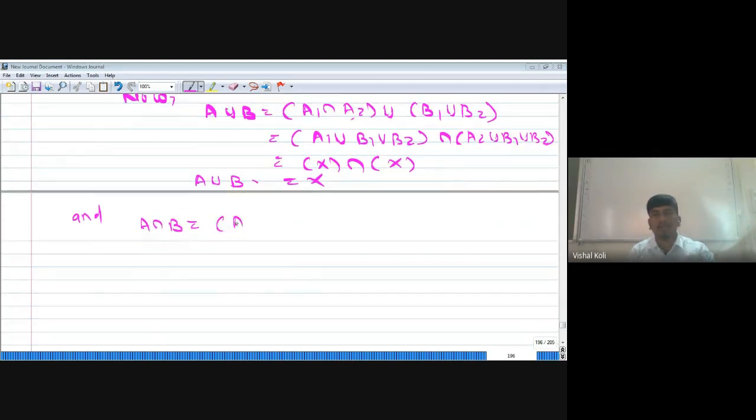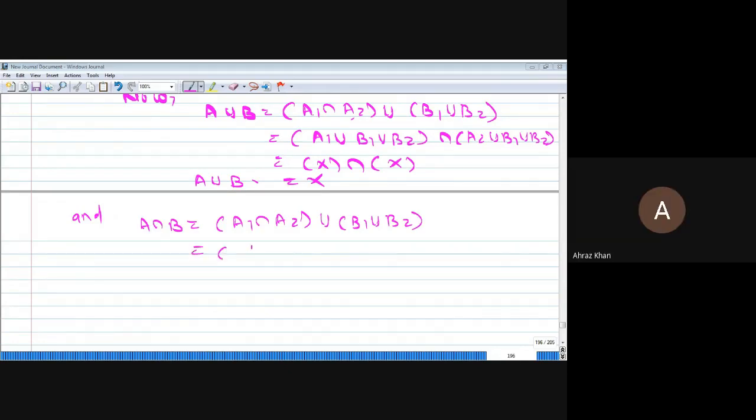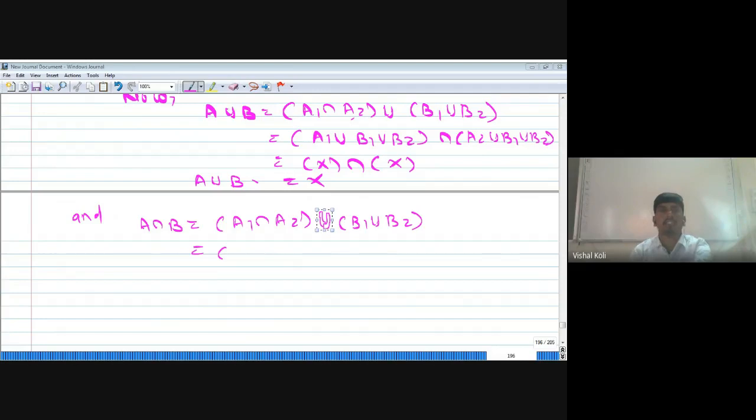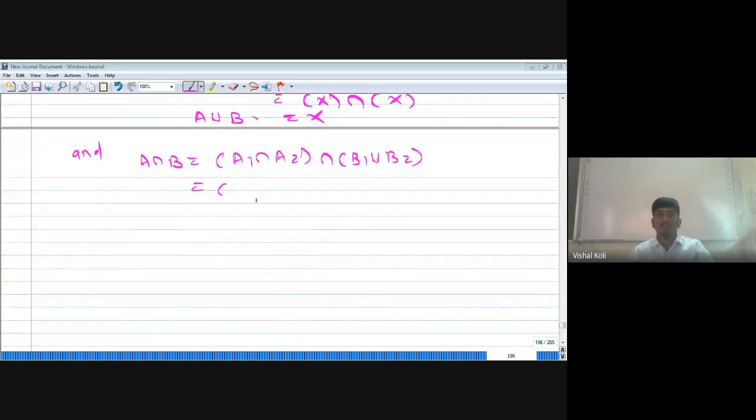A1 intersection A2 intersection B1 union B2. Okay, therefore this one is nothing but A1 intersection A2 intersection B1 union B2. So this will be nothing but A1 intersection A2 intersection B1 union A1 intersection A2 intersection B2.